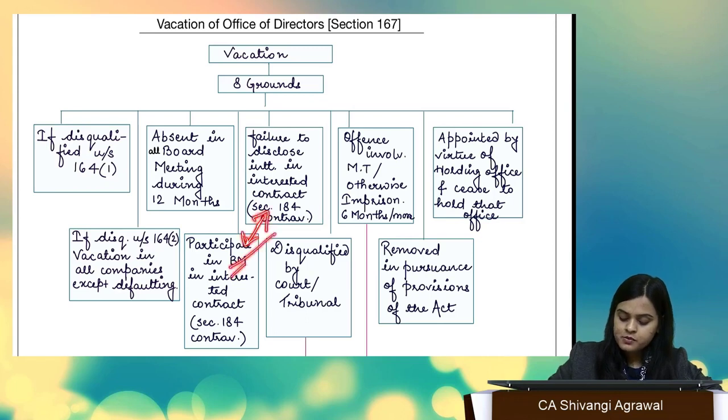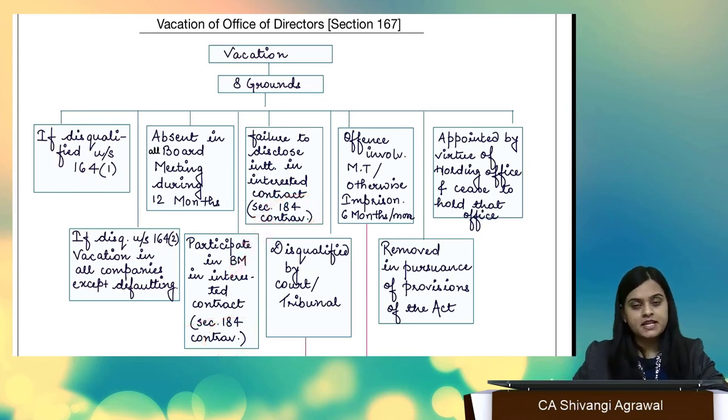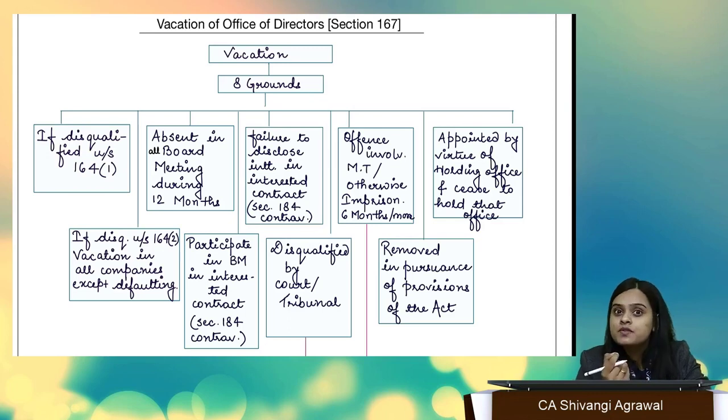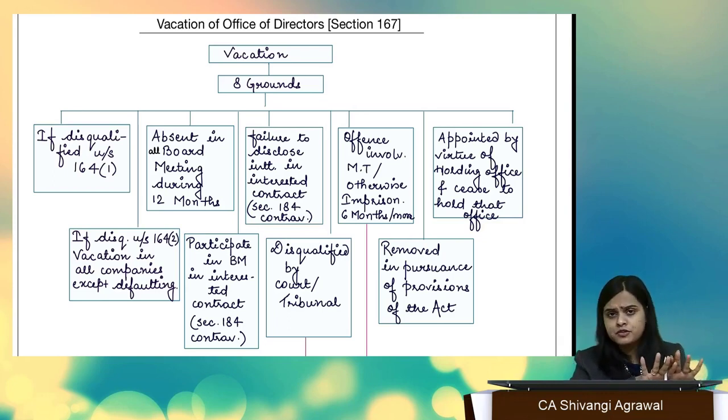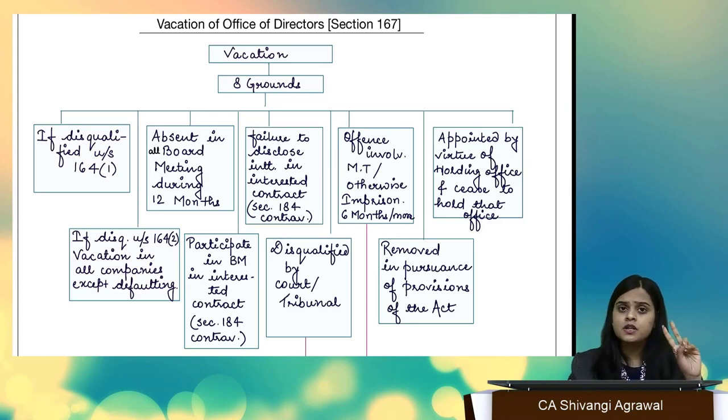These two grounds both relate to one section, section 184. What is section 184? It talks about interested contracts. A director may be interested in some contract. If he is interested, he must disclose it beforehand to the board of directors. Moreover, if he is interested, he will stay away from that particular contract. He will not participate in that board meeting. He will not vote, etc. So there are two requirements on the part of the director.